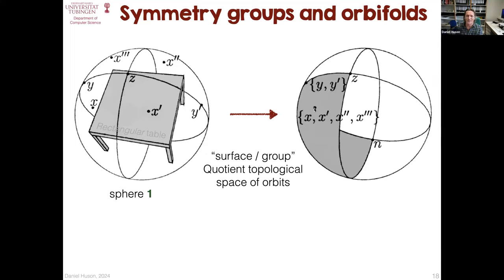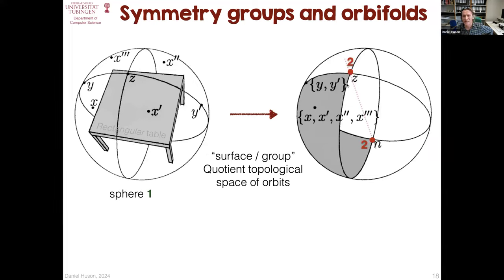Yeah, okay, so that point here has four pre-images, x, x prime, x double prime, and so on. And then the points along the boundary have two pre-images, and then at the top and the bottom there's only one pre-image. And so this is the surface, the quotient topology, the space of the orbits, if you apply the symmetry group of the table to the sphere.